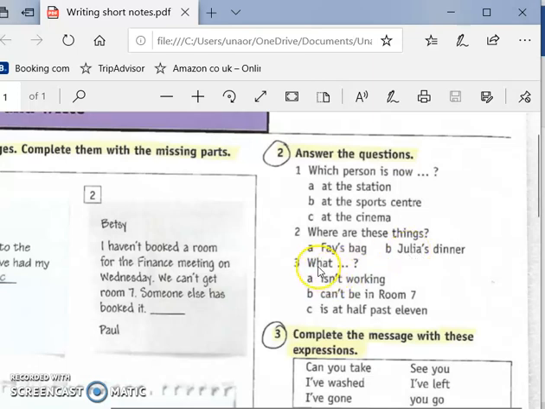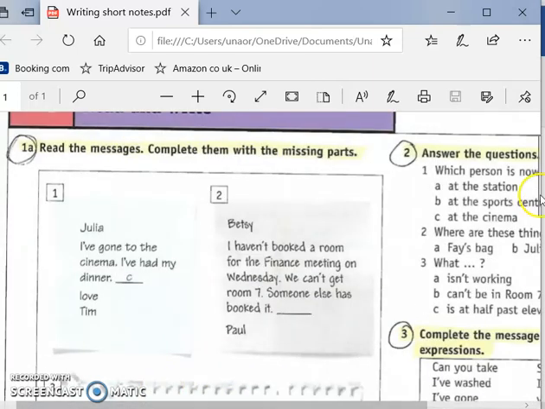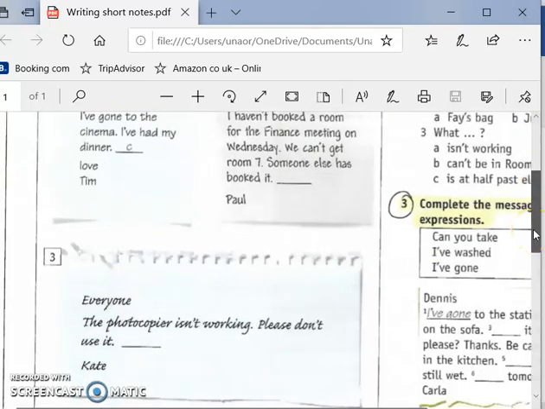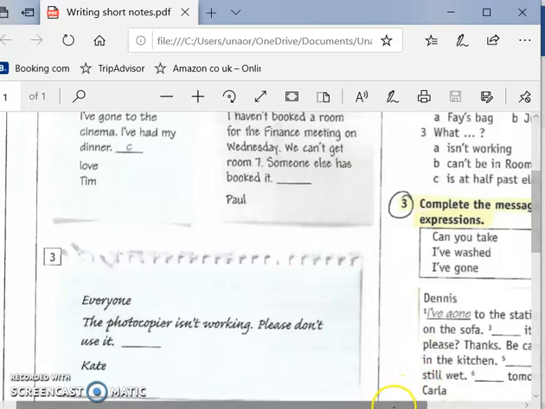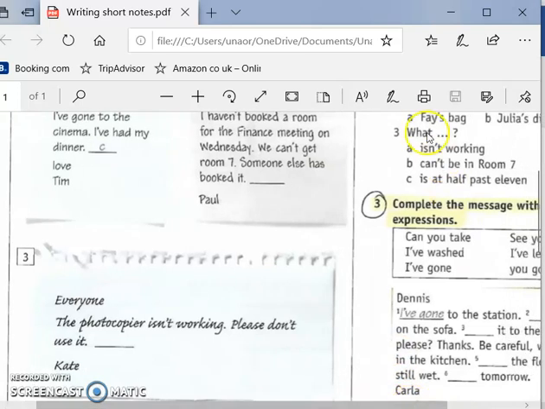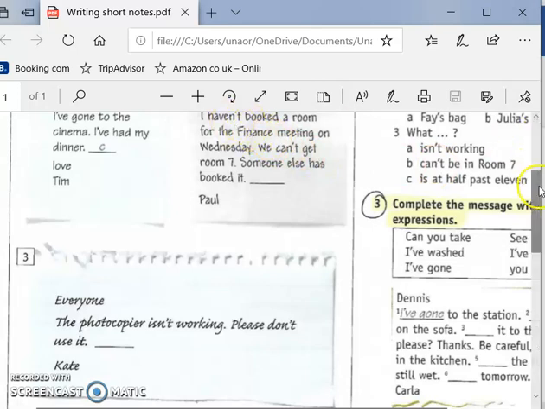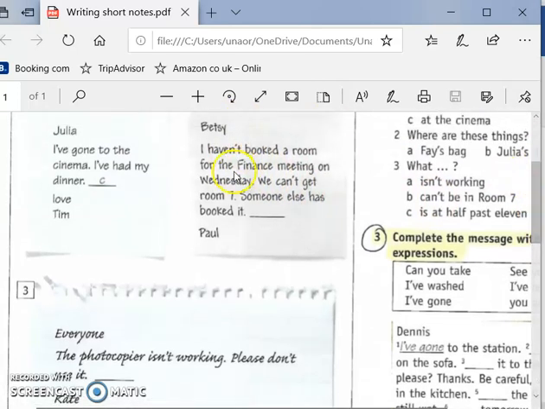Okay, number 3. What isn't working? Okay, I think we'll remember that that's the photocopier, isn't it? From note number 3, is it? Yeah, the photocopier isn't working. The next one, I'm just going to try and squish these on together. The next one can't be in room 7. Okay, do you remember this one here in number 2? Betsy, I haven't booked a room for the finance meeting on Wednesday. We can't get room 7. Okay, so the finance meeting can't be in room 7.